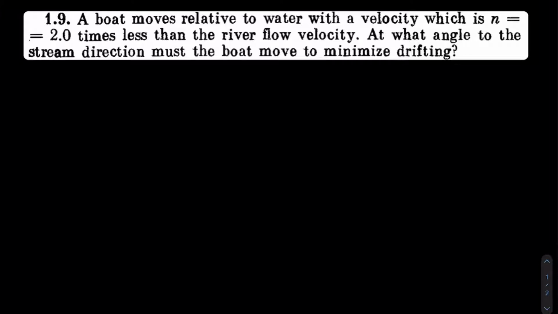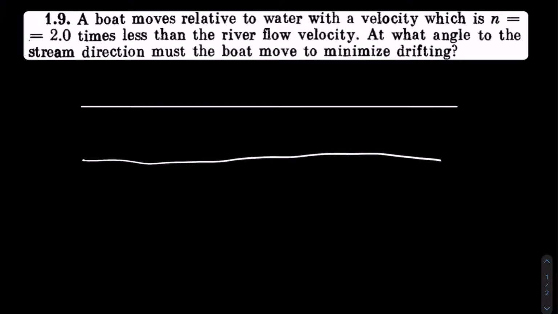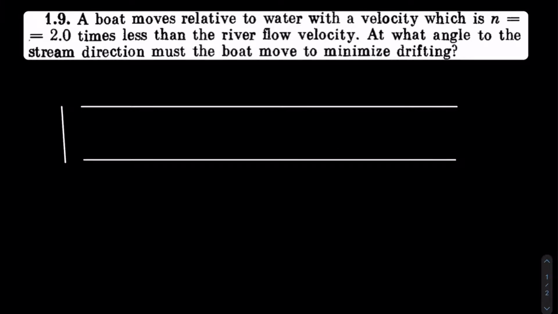So with these problems, the first thing that we have to do is draw it out. So here I am drawing the banks of the river, and let's say the boat has to cross a distance of d. Then I will draw the vector for the flow velocity of the river, and then this is the vector for the velocity of the boat. And the drift distance will be distance r.